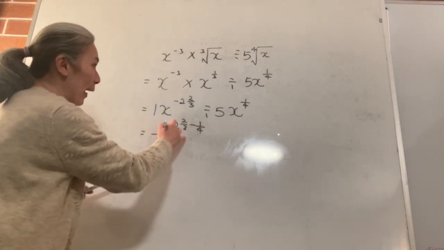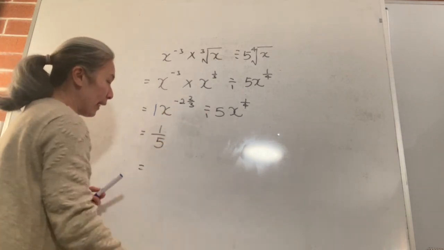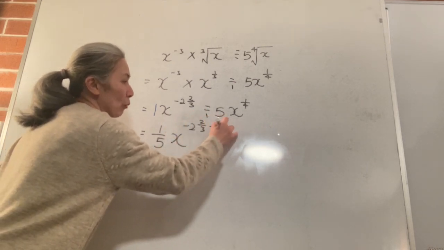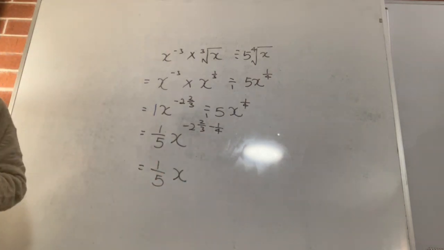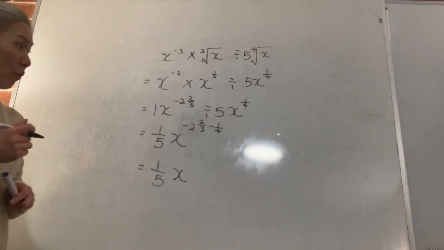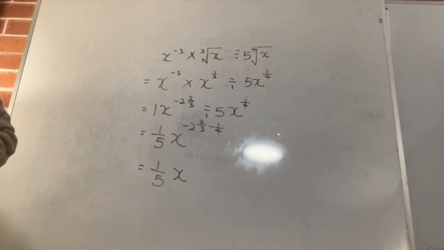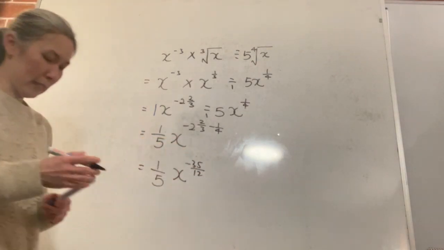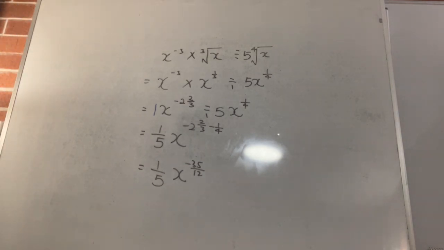Oh, I left out my x. Sorry, I should have an x in here. I'm very careless. I did not write the x. So that will be x to the power of minus 2 and 2/3 minus a quarter. Oh, that's minus 8 on 3. Minus 8 on 3 minus a quarter, which is minus 35 on 12. Yeah, it's just a bad number.